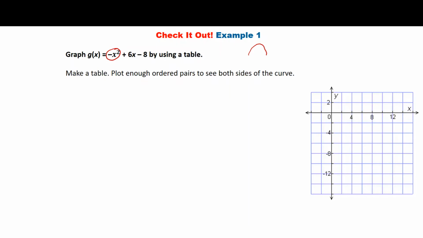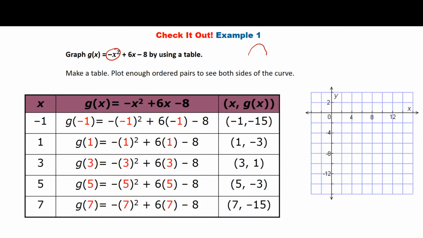All right, it says make a table and plot enough ordered pairs to see both sides of the curve. So let's do that. Here's our table. I went ahead and put them all in here for us so that we could just move on. When x is 1, y is -15, and it's way down there. 1, -3; 3, 1; 5, -3; and 7, -15. So there's your point. Now we have enough to see what our parabola is going to look like, and it is indeed going down. All right, I hope you were able to do that one on your own.